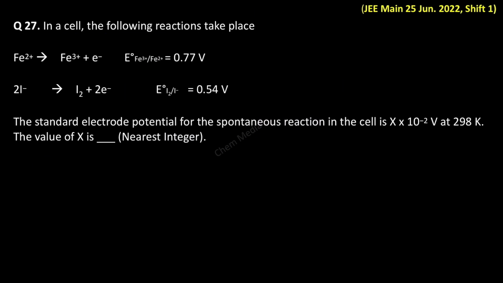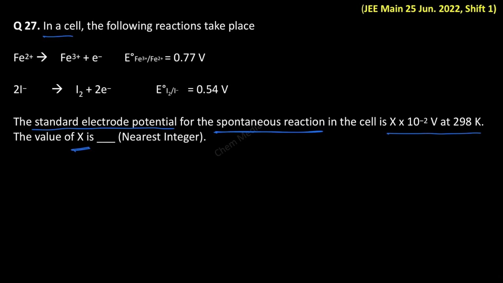That's the correct answer. Here is a conceptually intensive question from electrochemistry. This question is not difficult to solve, but concept clarity is required to solve a question like this. In a cell, the following reactions take place. The standard electrode potential for the spontaneous reaction in the cell is x times 10 to the power minus 2 volt at 298 K. What is the value of x?